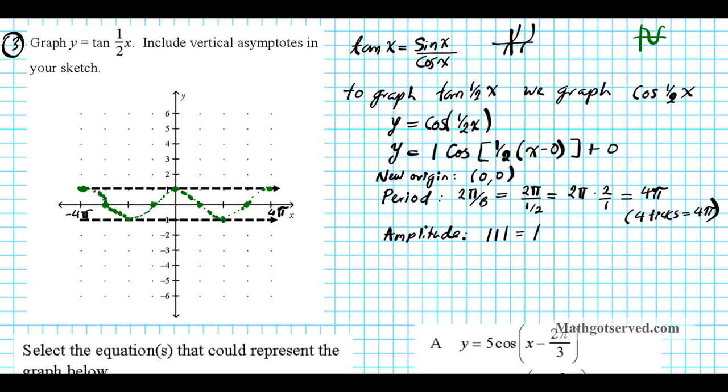Because when cosine has a value of 0, you have a vertical asymptote for tan. So can you see where the vertical asymptotes are? They are the roots of the cosine function, right? So here it hits 0. Let's indicate where they are located. We have an asymptote here, here, here, and here. Okay, so let's graph the asymptotes.